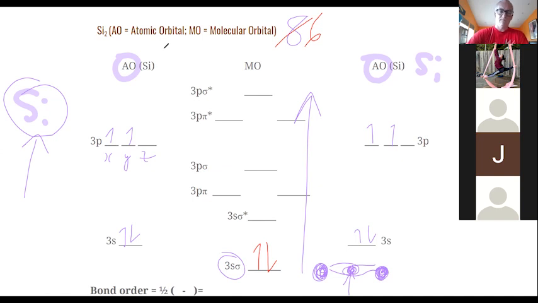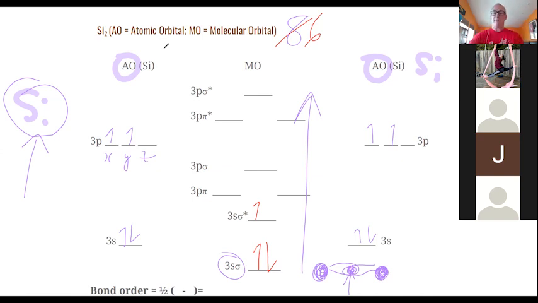3s sigma star. And sigma star, what does the star stand for? Like the excited? Nope. Sort of, but no. So if sigma is the orbital where you have direct overlap and a sigma bond forms, what's sigma star? What's the star stand for? Yeah, that's the anti-bonding orbital. I still don't like anti. It should be non-bonding, but yeah, it's the anti-bonding orbital.